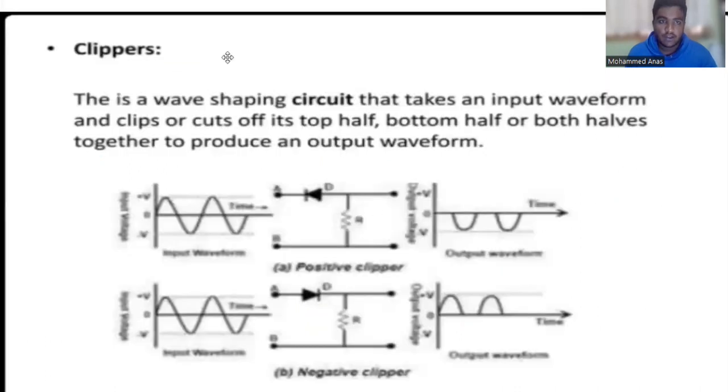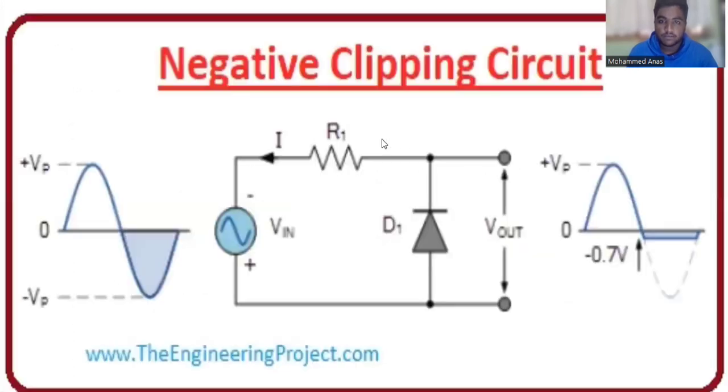Now we are going to learn about clippers. This is a wave shaping circuit that takes an input waveform and clips or cuts off its top half, bottom half, or both halves together to produce an output waveform. As you see here, when the waveform is given, it cuts above or it cuts below the wave to produce an output waveform.